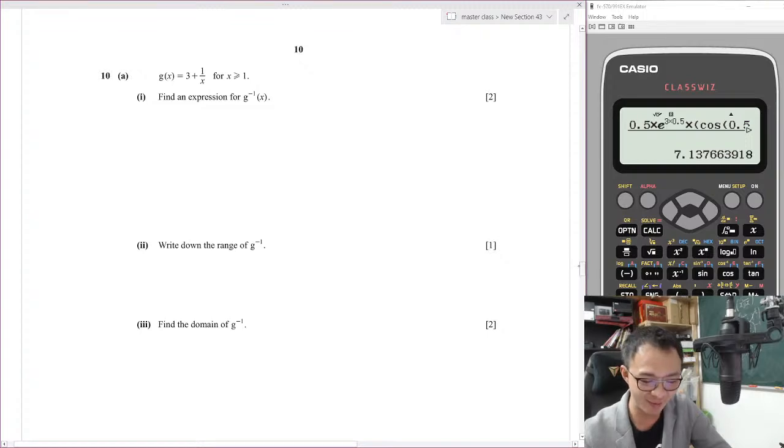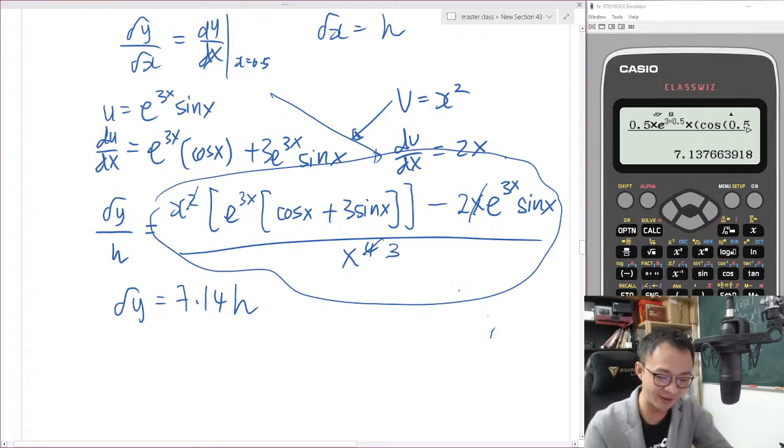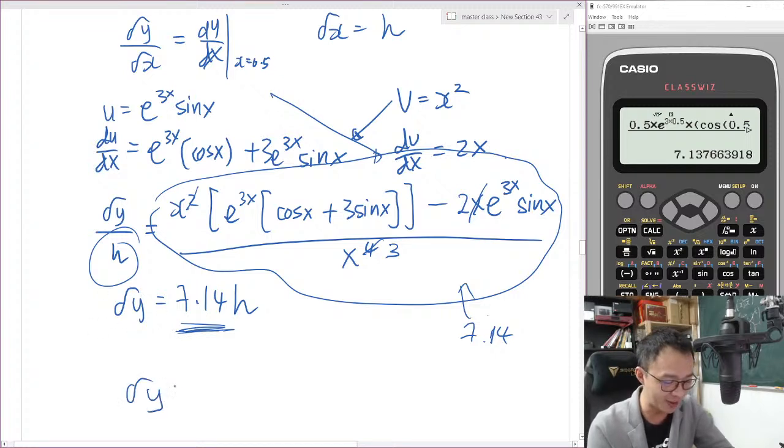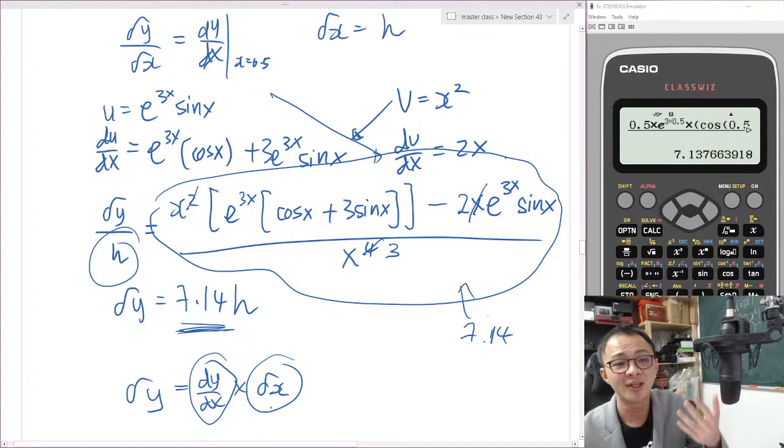Can you repeat the last step? What's wrong with the last step? Okay, the last step is basically, all of this I type in the calculator, and it tells me 7.14. Then I move my h to the other side, so it becomes 7.14 multiply h, because they want to find the change of y, right? Because change of y equals your dy dx multiply your change of x. This is why after I get 7.14 for my dy dx, my change of x is just h, so I just multiply them and I get the correct answer.